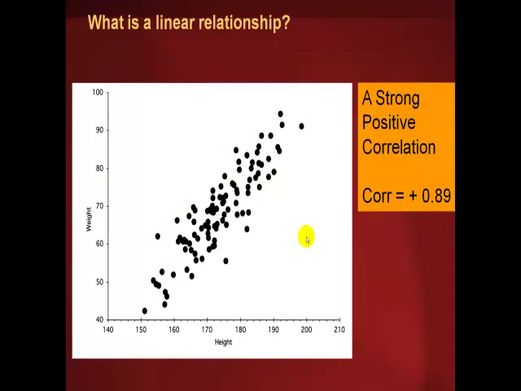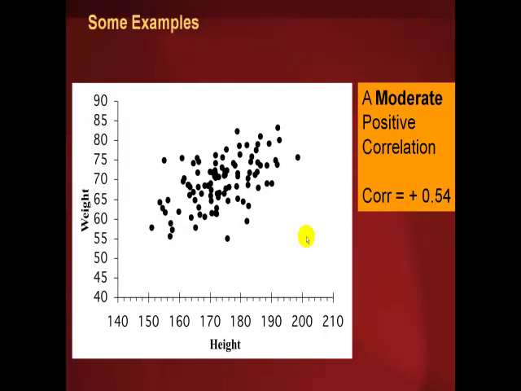Here's an example of a linear relationship. There's a fairly strongly positive correlation going on here. In terms of Pearson's R, it's 0.89. It's a very strong relationship. Here's another one. This is a moderate relationship. You can see that as it starts to flatten out and spread out, it's neither strong nor weak. It's sort of in the middle.